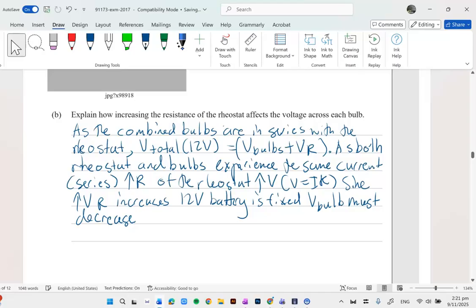Let's see, this is a merit level question, so a full answer would get you to a merit. Achieved would be voltage across the bulb decreases, or voltage across the rheostat increases. So, this part.